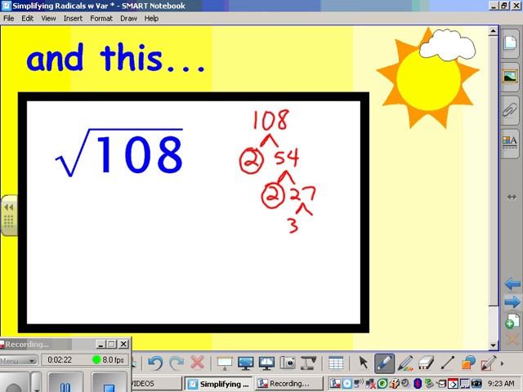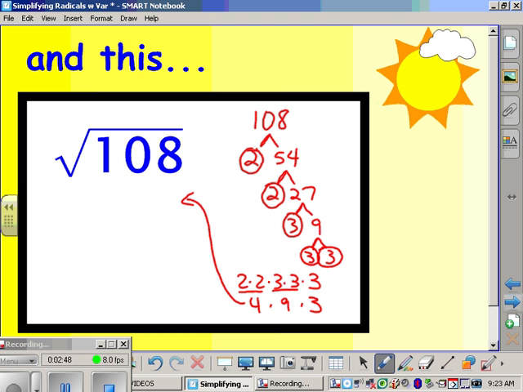27 can then be broken down into 3 and 9, and 9 into 3 and 3. So our prime numbers are 2 times 2 times 3 times 3 times 3. Again, underline any pairs of prime numbers and multiply them together. Drop down any number that's not part of a pair.